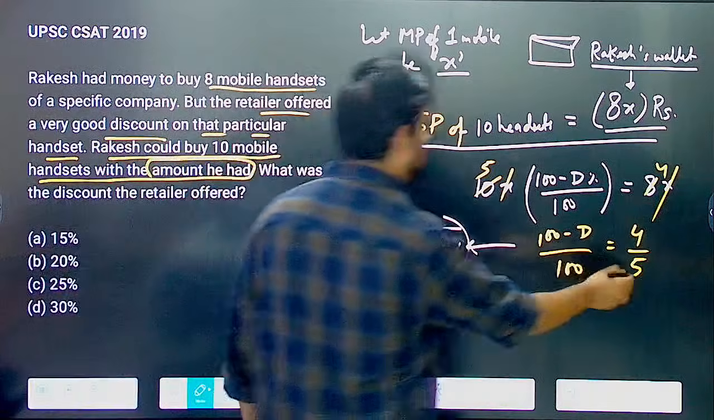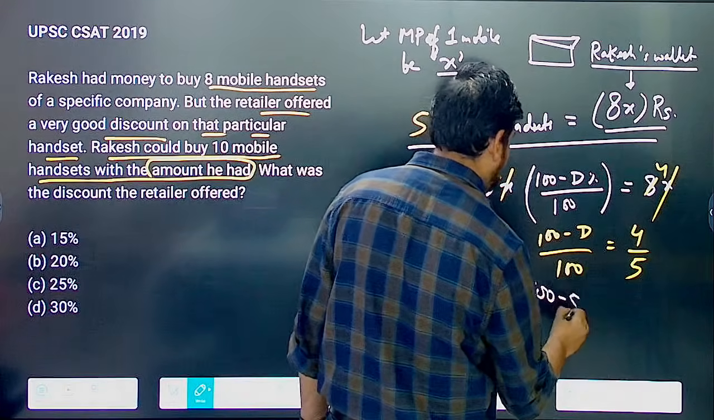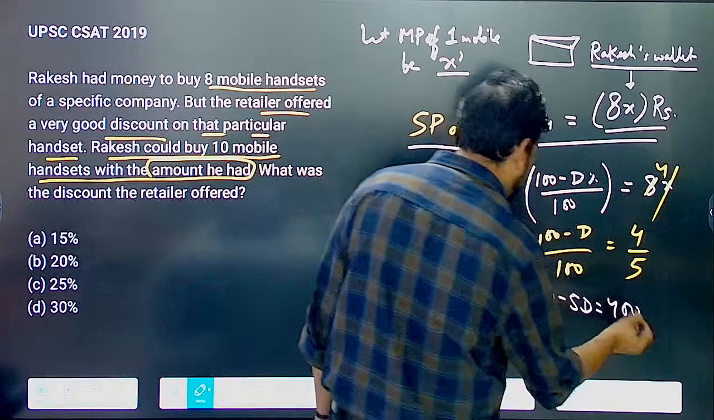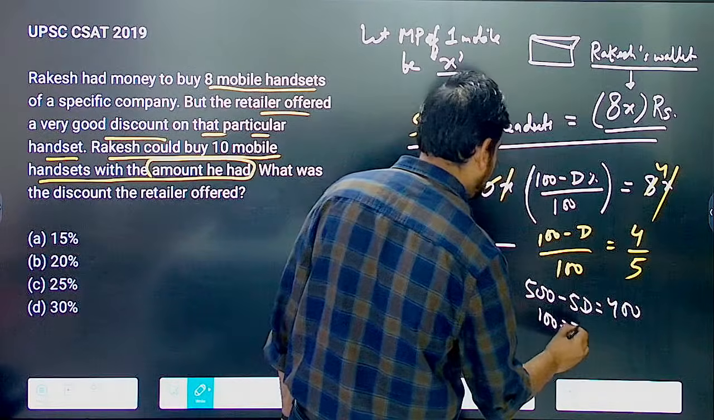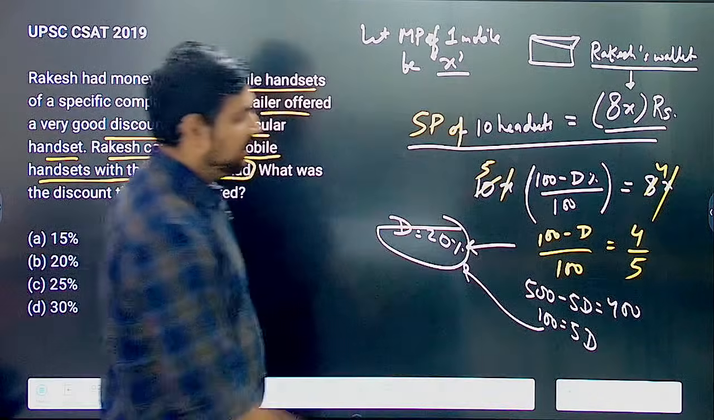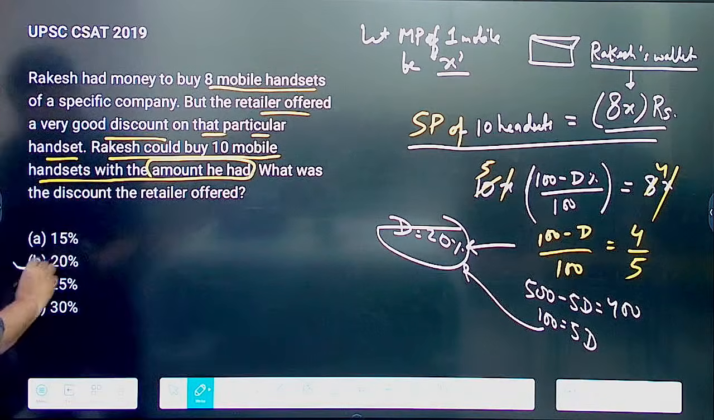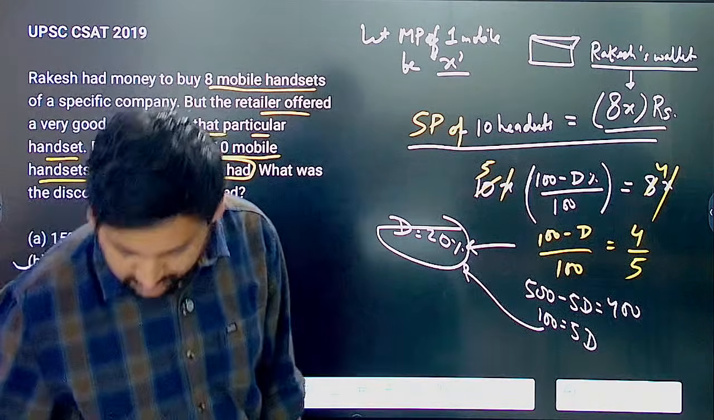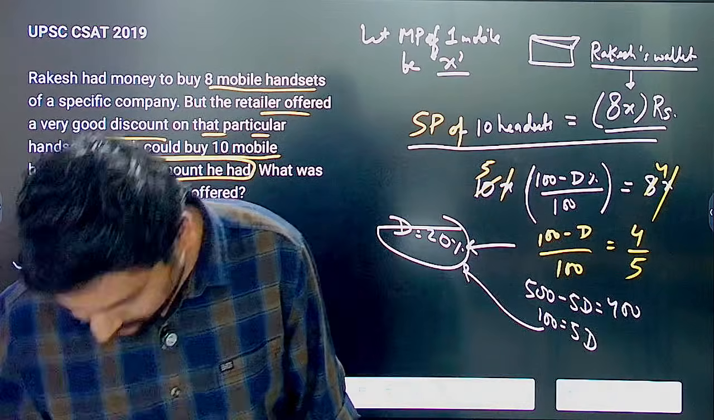Okay, if you want, you can solve like this also. So this becomes 500 minus 5d is equal to 400. 400 you send here, so it becomes 100 is equal to 5d, and from this d is equal to 20%. So 20% discount is what was offered to him. Yes, Shweta, correct. Yes, Veer, correct.